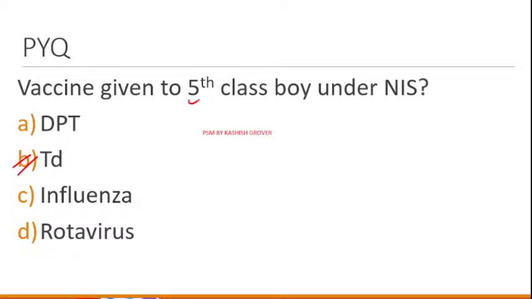When this question came in NEET, many students were confused by 5th. They thought 5 years and marked DPT. But a 5th class boy is roughly a 10-year-old boy, right? So at 10 years we give TD. Very good. Now coming to maximum cutoff.